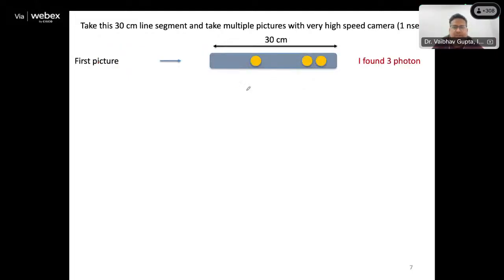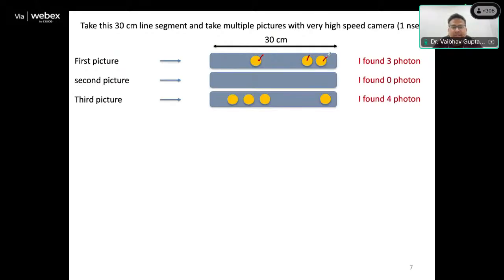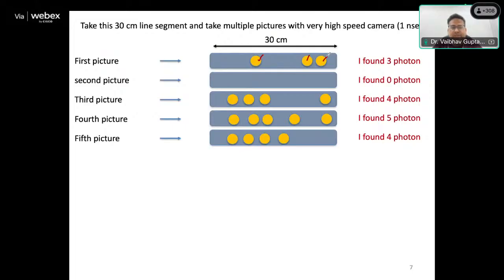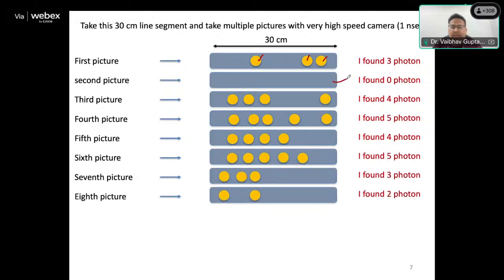So the very first picture I took, I found three photons. One was here, the second was here, and the third was here. And similarly, I kept taking pictures. For example, in the second picture, I did not find any photons. In the third one, I found four, and they were something like this.